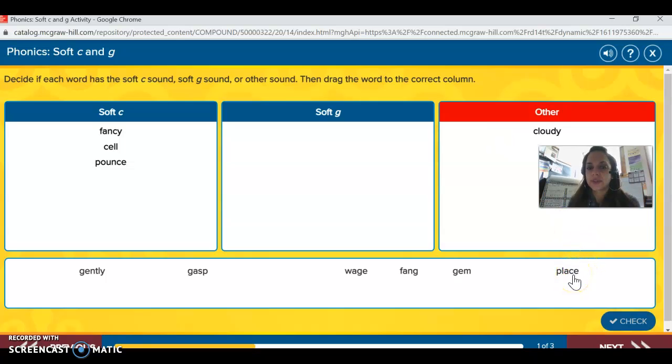And here's our last word with a C in it. Is the C followed by an E, I, or Y? It's followed by an E. This E also is going to make that A say its name. That E is very powerful. Place.